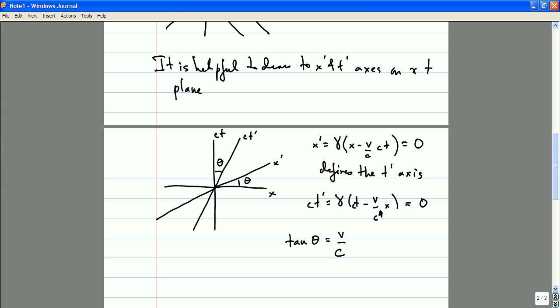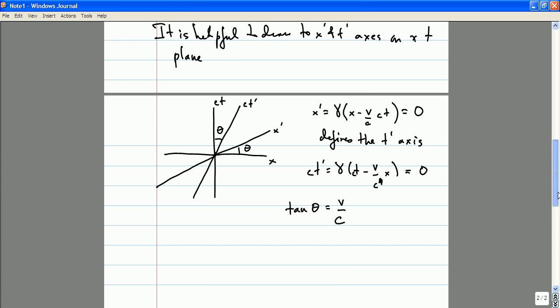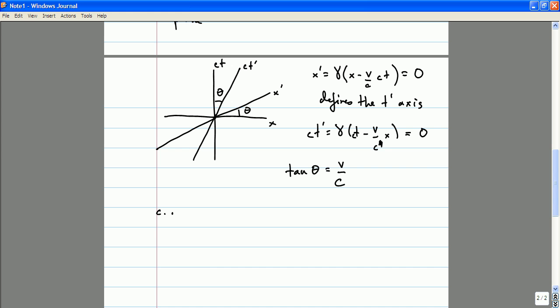So you should compare this to the way that coordinate axes change under rotation. If you have two coordinate axes, x and y, and then you rotate by an angle theta, then you would preserve the fact that there's a 90-degree angle between the x and y axes. And so they would rotate in the manner that I've shown here.